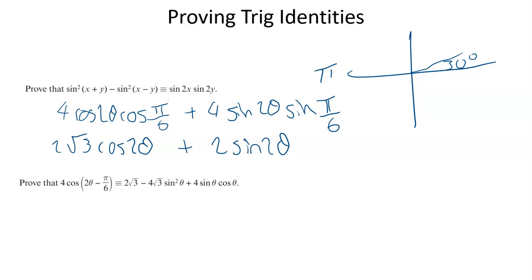Now, this is looking relatively good. I've got 2 root 3, which is here, 2 root 3. I've got a 2 rather than a 4, but look, these aren't doubles, these are singles, so there's going to be a double angle rule coming into this as well. And so we need to have a think what these are.